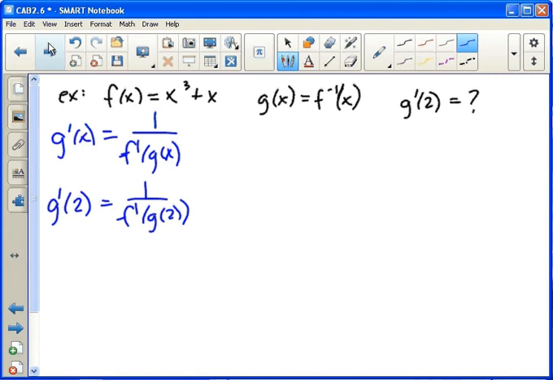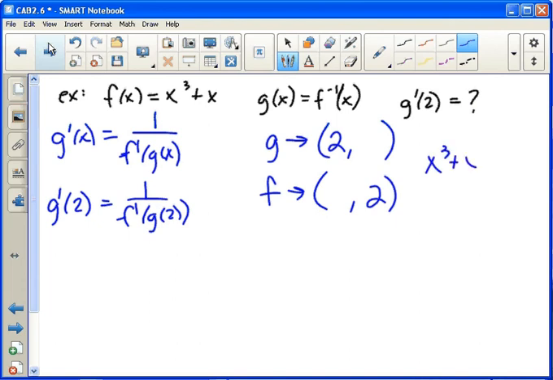So we need to figure out g of 2. We're going to do it the same way we did on the previous problem. We know for g, where it has an x value of 2, f, its inverse, must have a y value of 2. So I'm going to take my f and set it equal to 2. x cubed plus x and 2.